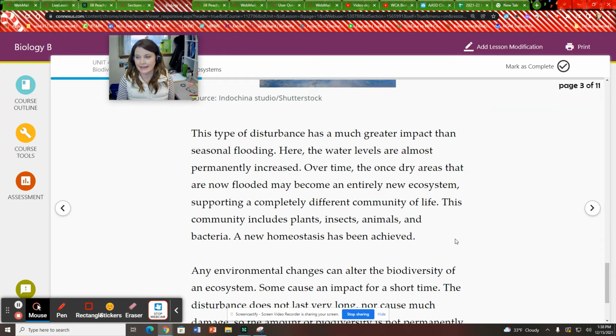And during the time of the disturbance, there might be a loss of biodiversity. Over time, a new homeostasis is achieved, although it might be different from what it was previously. And even with that new homeostasis, you might have a reduction overall permanently in biodiversity and perhaps even a loss of species depending on the type of change that we're seeing.